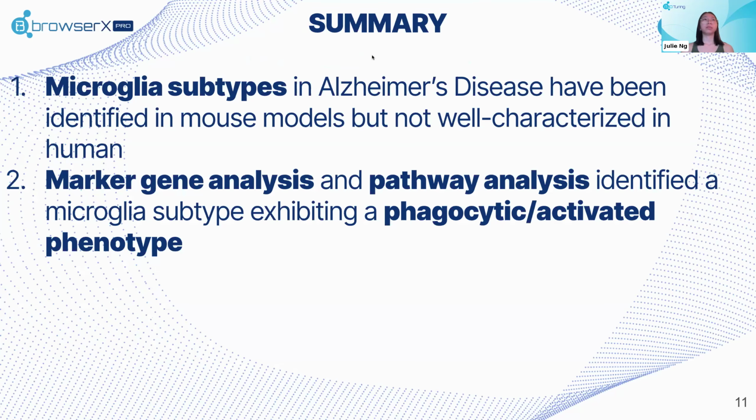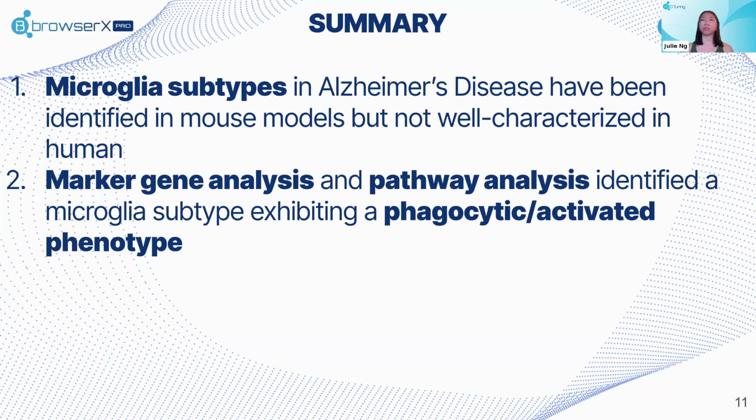Okay, and to summarize here, my colleague is going to open up the poll in just a few seconds. While that one is circulating, I'll summarize some of the things that we've concluded. Microglia subtypes in Alzheimer's disease have been identified in mouse models, but not really well characterized in human brain. Within this analysis, I was able to utilize the marker gene analysis and the pathway analysis to identify a microglia subtype which exhibits a phagocytic or activated type of phenotype.